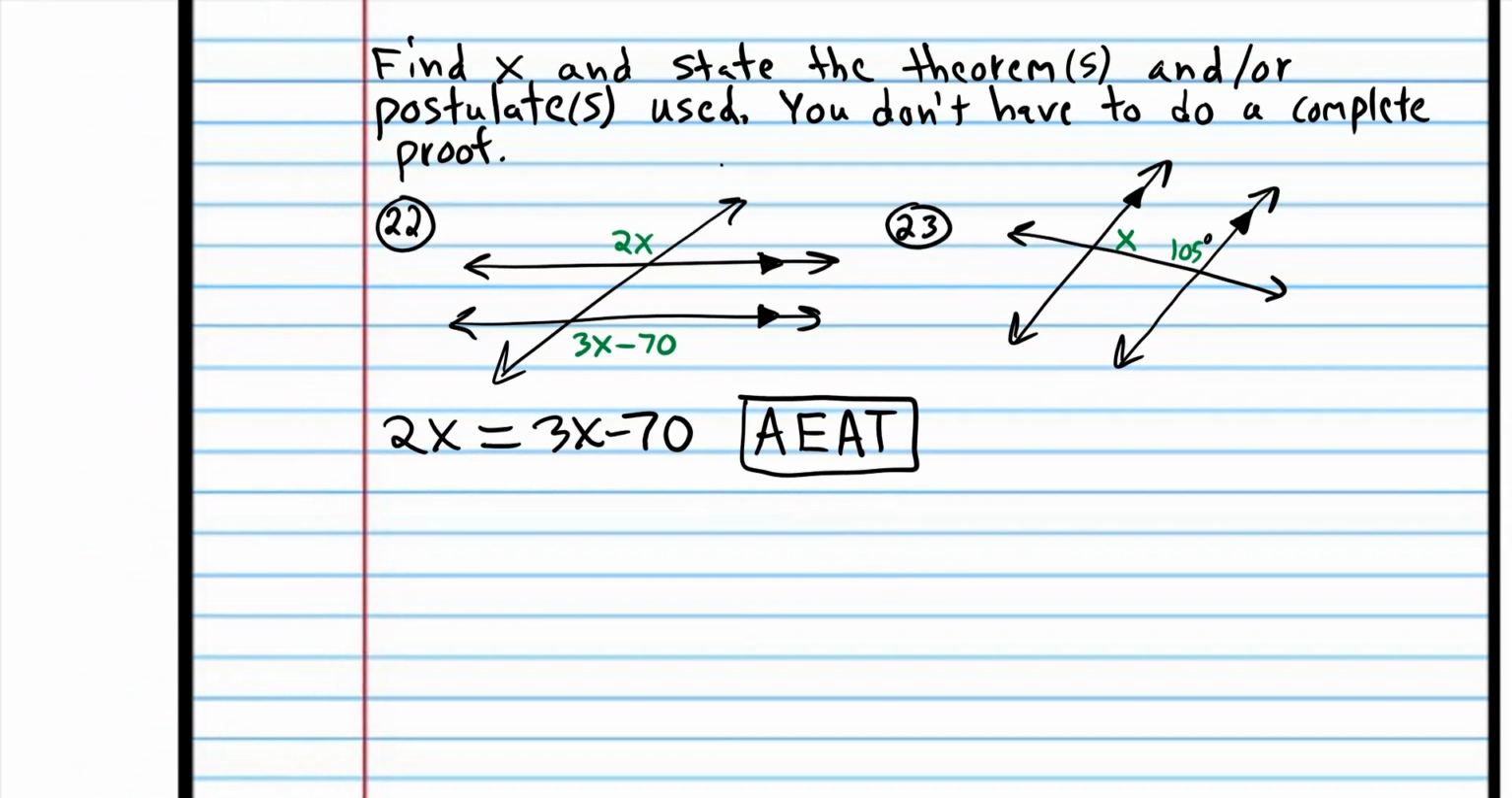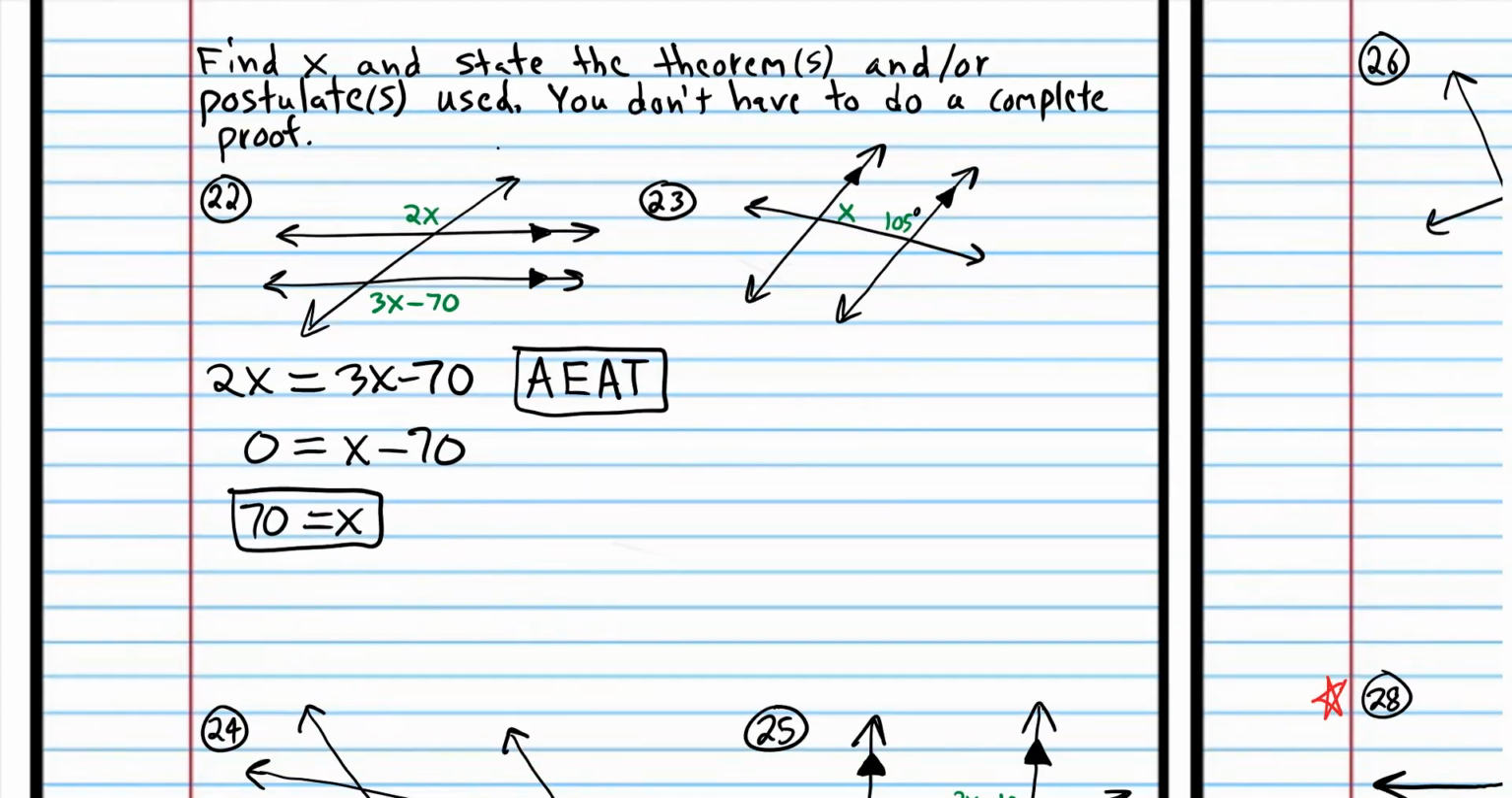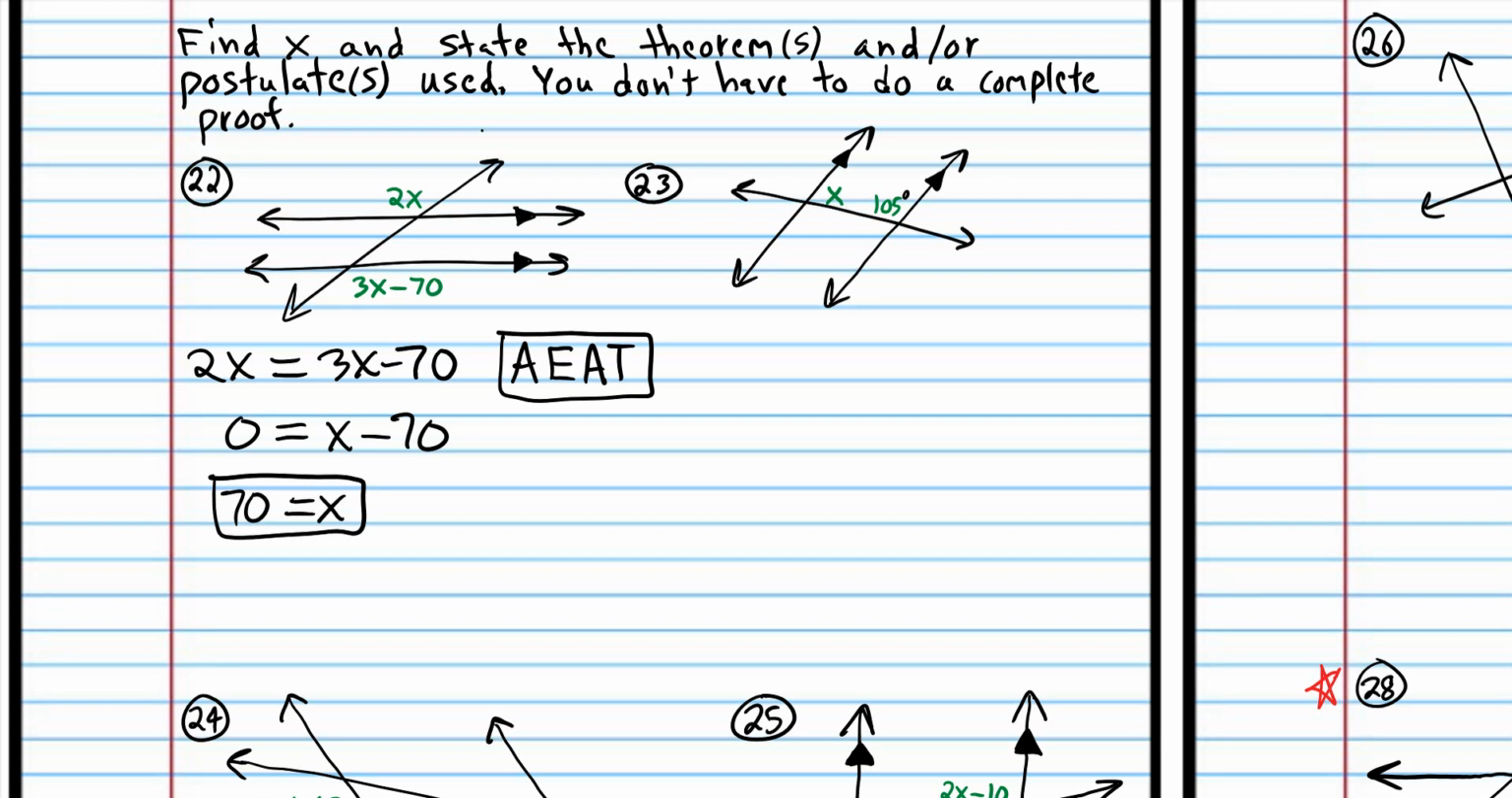So at that point, we just have to solve the equation. I'm going to subtract 2x from both sides. And then I'm going to add 70 to both sides. And we get x is equal to 70. So these are our two answers. We had to show the justification, and we had to actually find x. So that's how you do these particular problems.